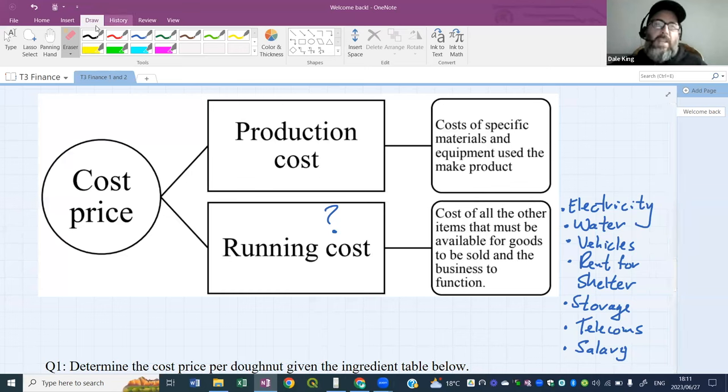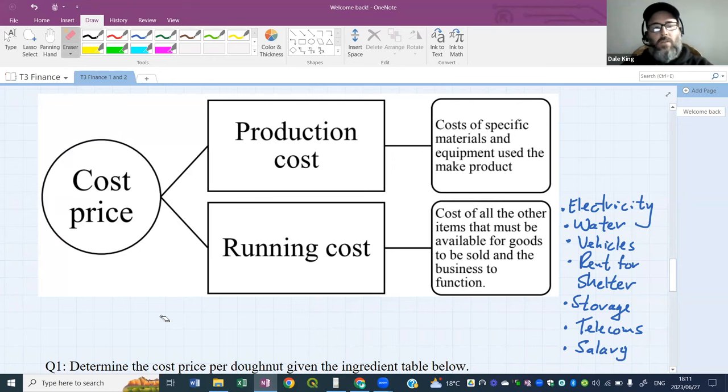Now, in math literacy, when we look at business finance, we can look at both of these costs, the running costs and the production costs. Often they will tell you in a question that you have a product that you are making. This is the cost of the items that you need to make the product, which is your production costs. And then they will tell you that you also have to pay things like rent or electricity per month. So in math literacy, we try to learn how to include both of these costs when working out a cost price.